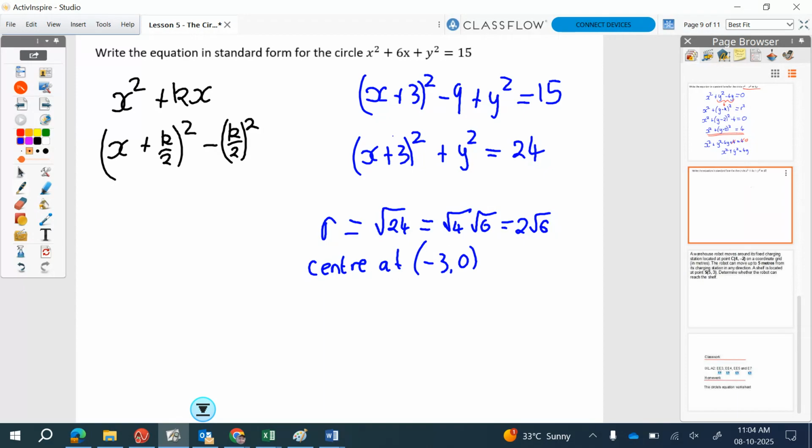Okay, we can just explain that. We're finding what is it? R. What is it?